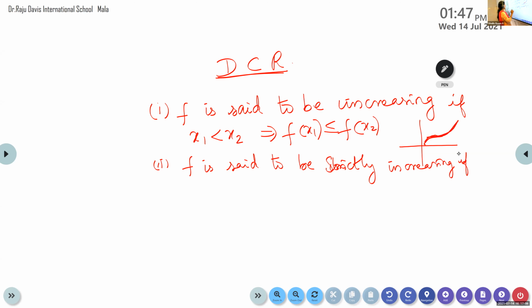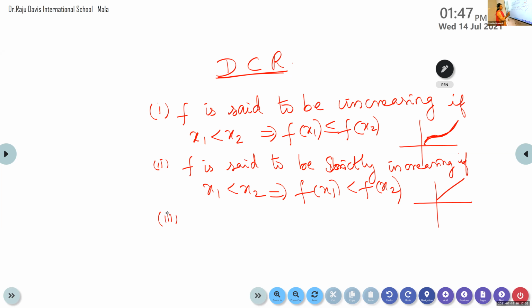If x1 is less than x2, no equal to will be there. Distinct values will give different values of f of x, increasing values. So here you can draw a straight line. It is strictly increasing. If x1 is less than x2 implies f of x1 is less than f of x2.